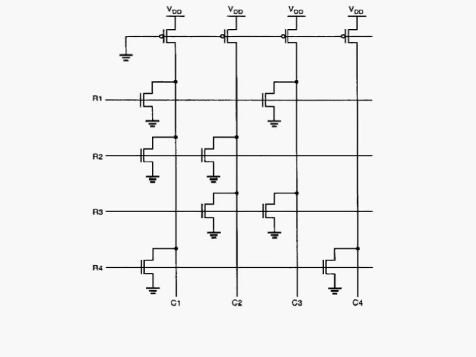NOR-based ROM array. Row 1 input is high, and row 2, 3, and 4 inputs are low.